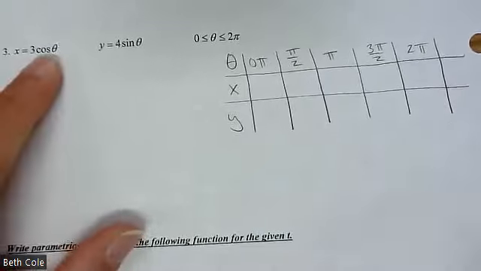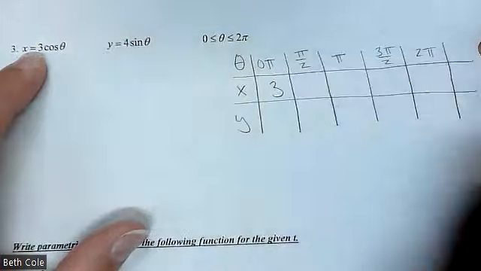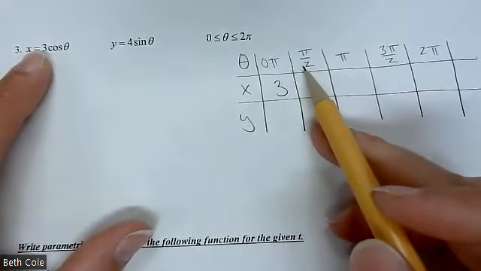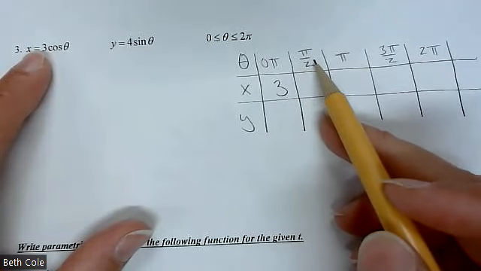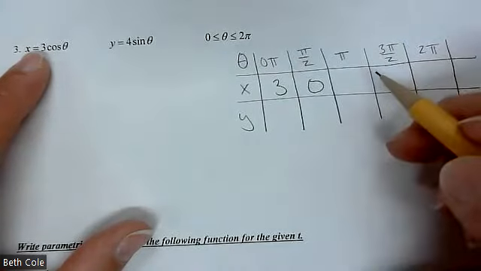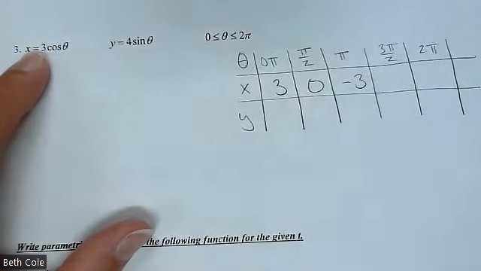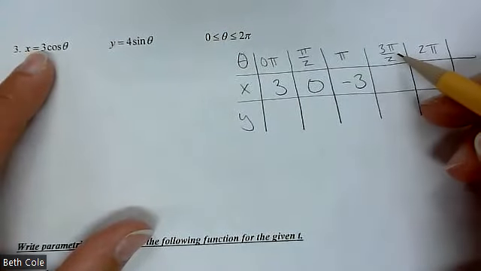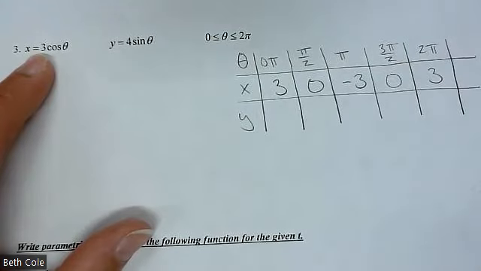So what is cosine of 0 pi? 1, good, times 3, 3. Cosine pi over 2. No, it's not 1 half. It's 0. 0 times 3, oh yeah, 0. This is why I wanted to write it on the board. Cosine of pi is negative 1, times 3 is negative 3. Then 0. Then 0 again. And then back to 3.